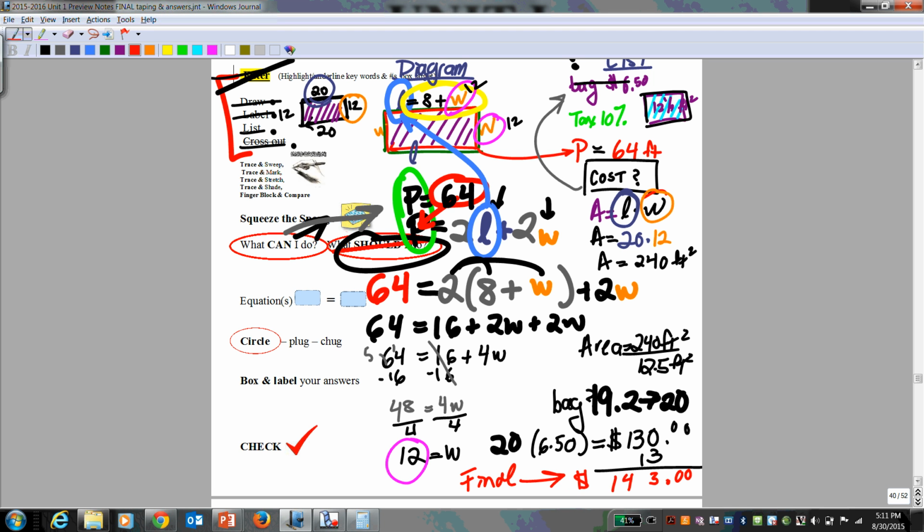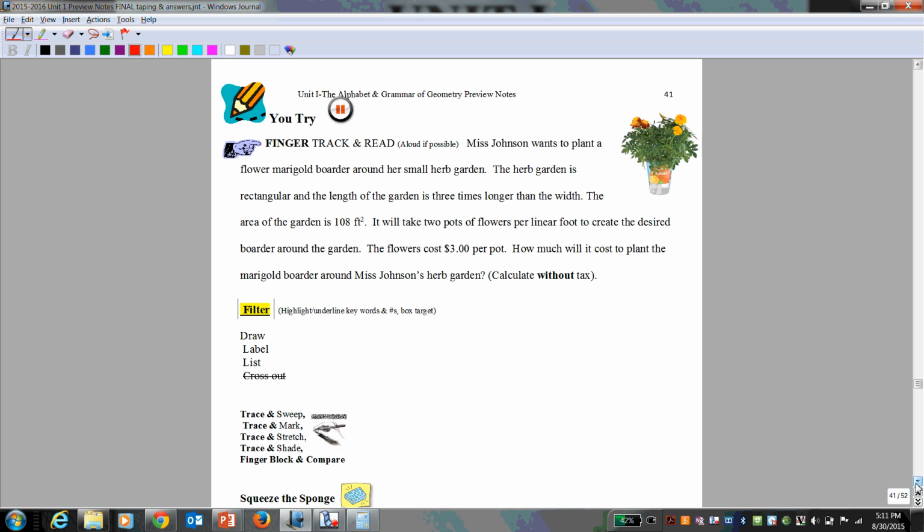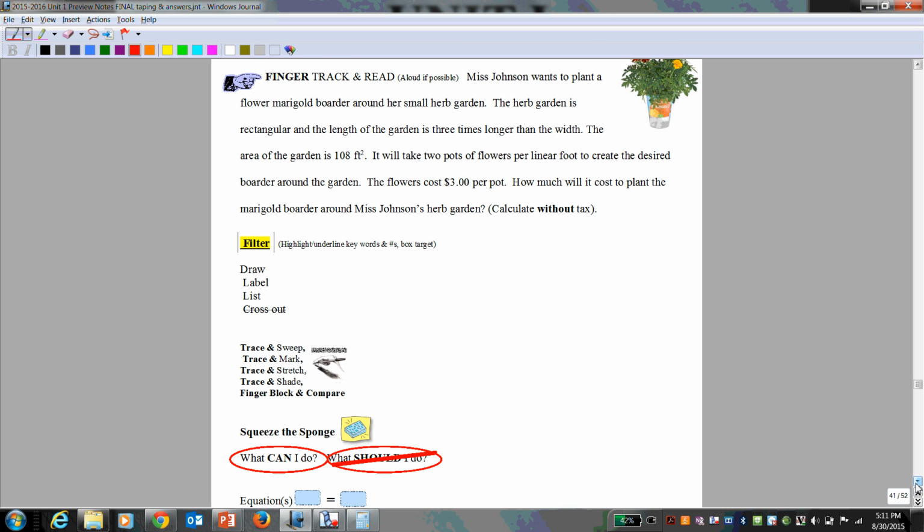$143.00. So what we did is we did equations, 2 sides with an equal sign. We circle, plug, chug. We box and label our answers as we found them. There's the width. There's our length and our width and our area. So that is one example of what's called brain and hand problem solving. Now, I want you to take a shot, just one problem, one measly problem. I want you to do this problem by yourself.